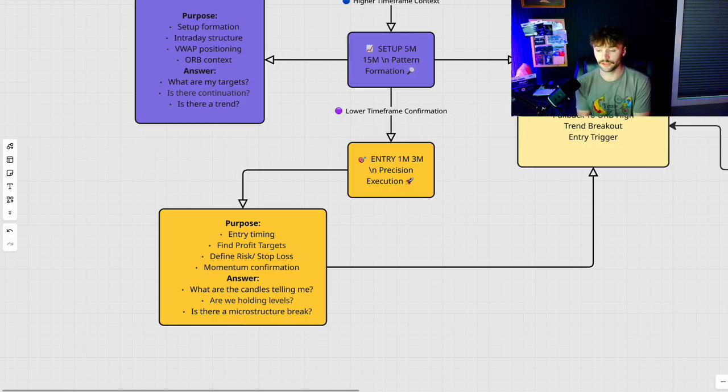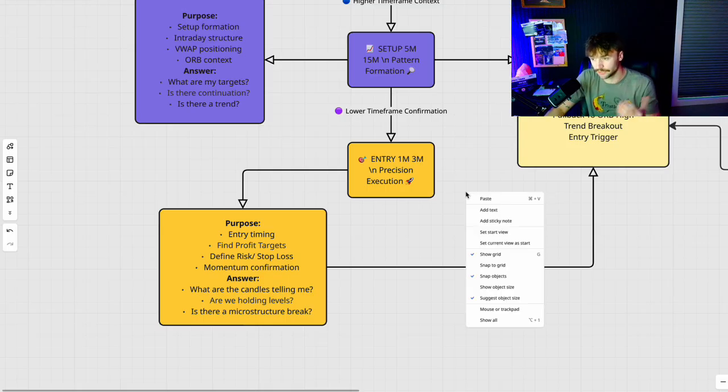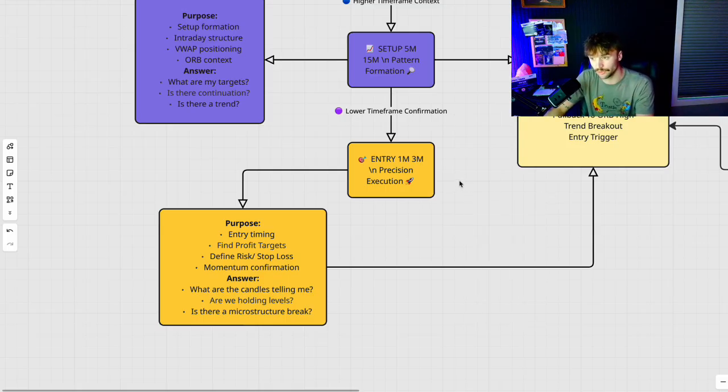And this is where I'd be looking for your entry. The purpose of this is to find your entry. Like I said, you're going to be defining your entry, you're going to be defining your profit targets, you're going to be defining your risk and finding your stop loss. This is where you find all of those things that is actually going to lead to you taking that trade. So I do want to talk about this because this is something that is very, very important, and this is why we switch down to a lower time frame.